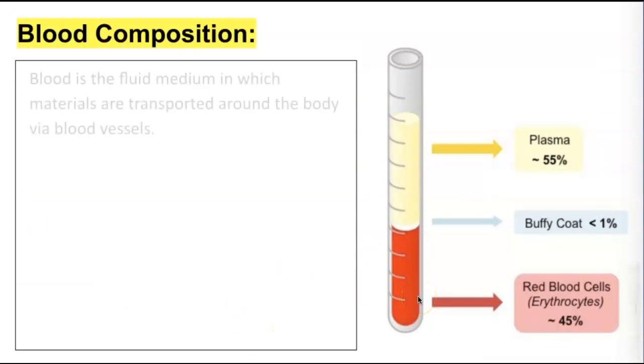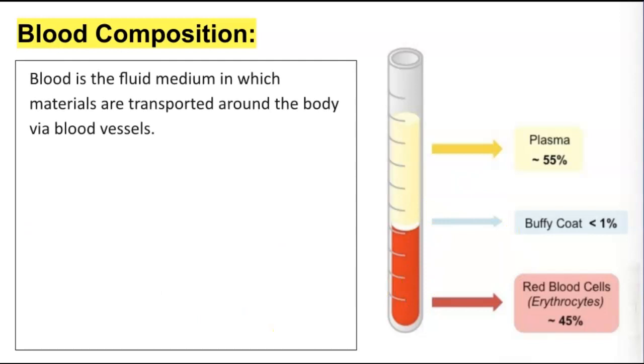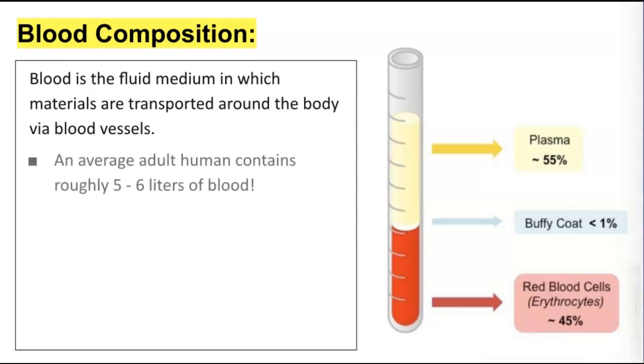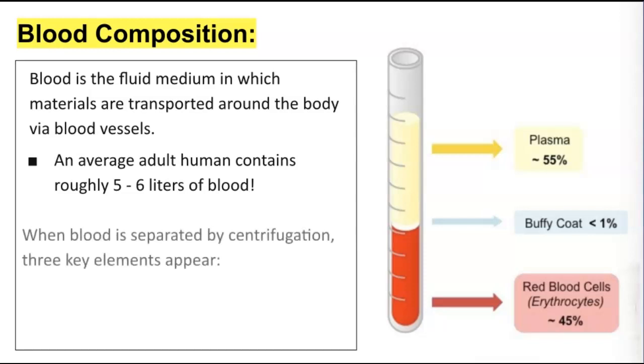Blood composition. Blood is the fluid medium in which materials are transported around the body via your blood vessels. And we learned about the three different types of blood vessels: veins, arteries, and capillaries. An average adult human contains roughly 5 to 6 liters of blood. So if you think of a 2 liter bottle of Coke, you have about 3 of those big bottles of soda of blood in your body at any given time.